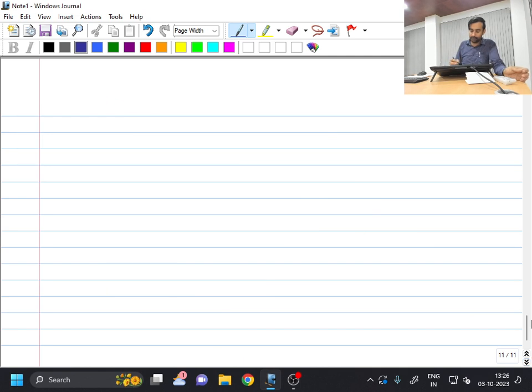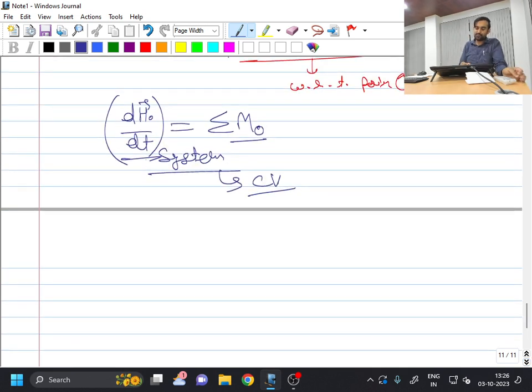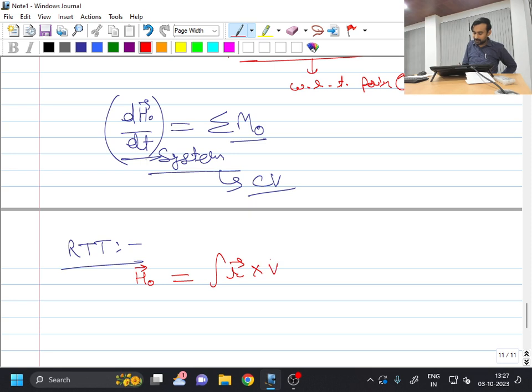So for analyzing the fluid flow problem, I have to convert this dH_O/dt from the system approach to the control volume approach, and for doing this I will be using the RTT. When I apply the RTT, I have to consider the property. The main property is H_O, my angular momentum, which can be written as r vector cross v vector times dm over the entire control volume. When I consider the property per unit mass, H_O per unit mass becomes simply r vector cross v vector.